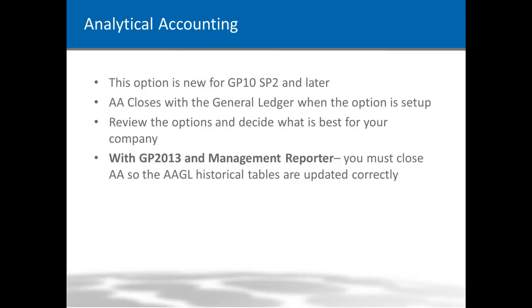I will tell you that with GP 2013 and Management Reporter, you must close AA, so the AAGL historical tables are updated correctly. I've run into this a number of times with Management Reporter and AA, so it's very critical that tables and things get closed and things get moved to history. If you haven't moved things to history in the past, I can show you how you can do that as part of this a little bit later.